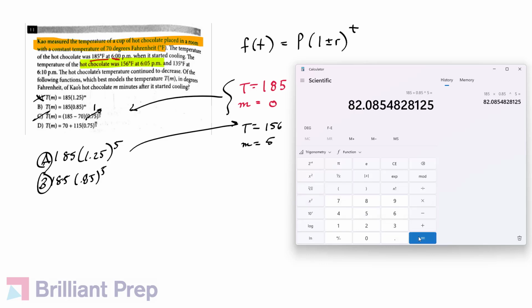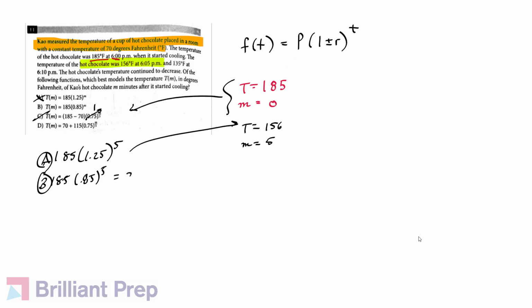Okay, we get a decrease, but it's too small, right? We have 82 or so, 82 and change, and we want it to be 156. So it looks like B is going to fail. Hopefully D works. So let's try choice D.